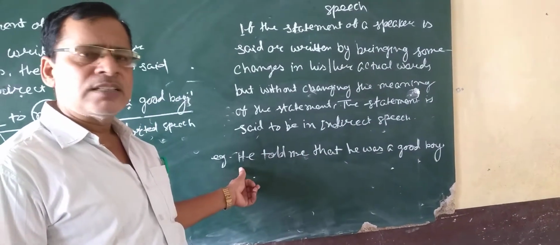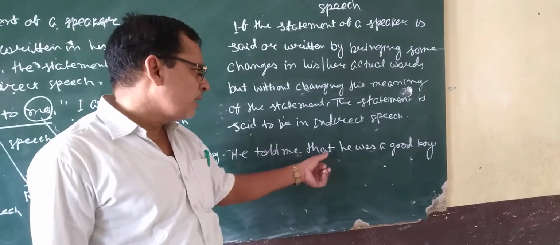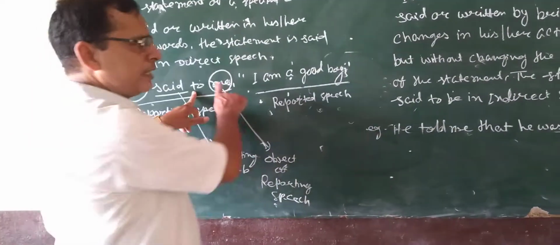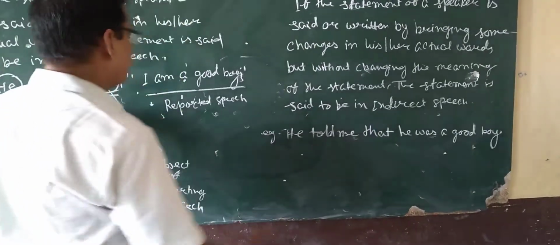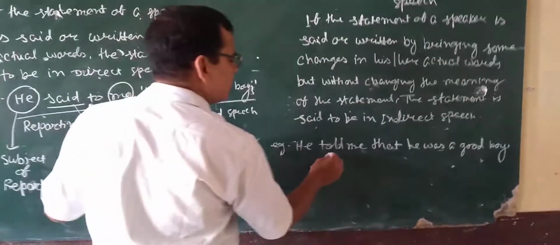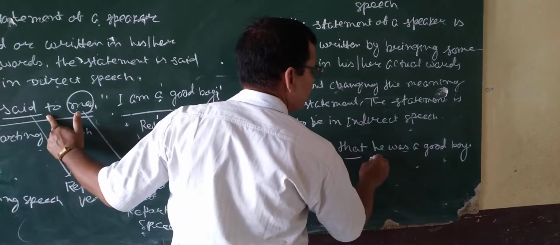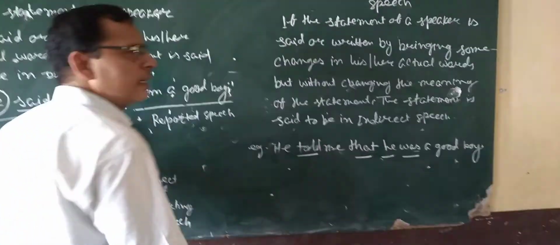And here is the best example. He told me that he was a good boy. So this is the direct speech, and this one is transformed into indirect speech. Here some changes took place, like told, like that, he, and was; all these are the changes.